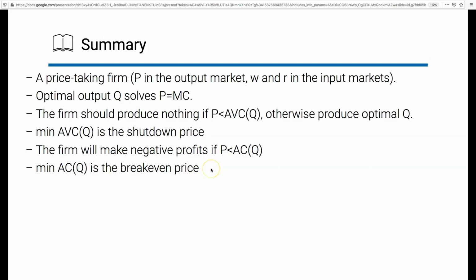So as a summary of a summary, a price-taking firm has 3 regions. When the price is below the shutdown price, the firm should be producing nothing. When the price is above the shutdown price, it has to be producing optimal quantity. If the price is above the shutdown price but below the break-even price, optimal output gives you negative profits. If the price is above the break-even price, optimal output gives you positive profits.